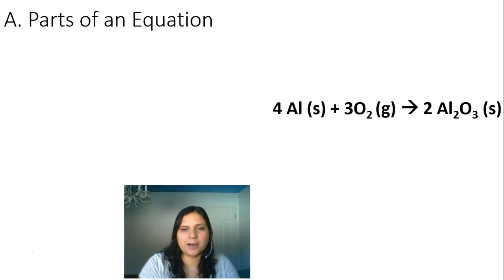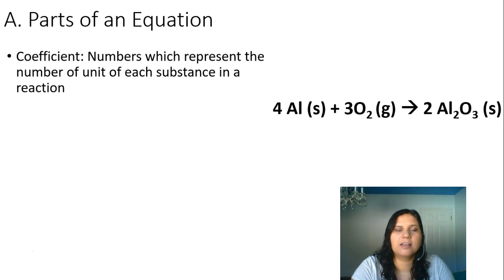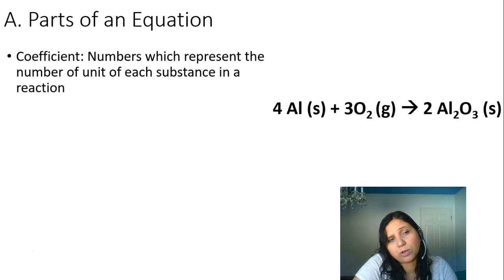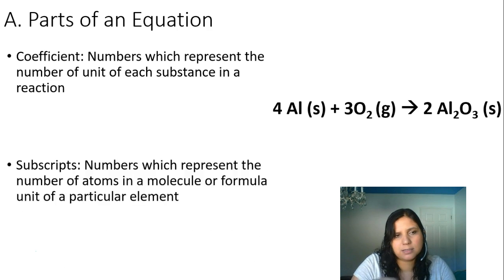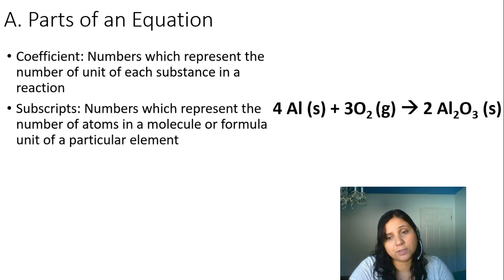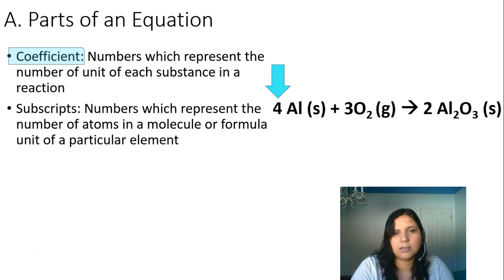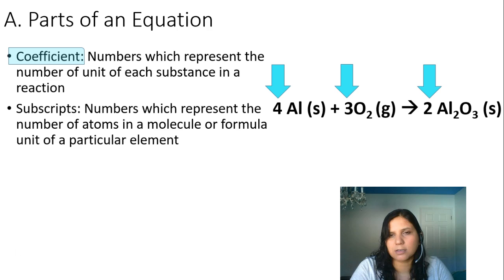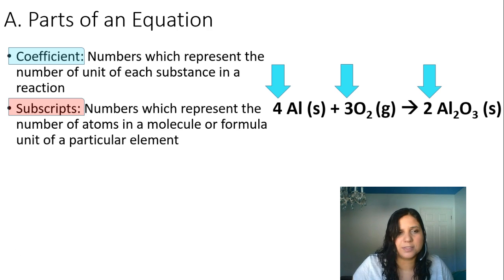Okay, you need to know the parts of an equation. And so here we go. Here's our equation on the right. You need to know coefficients and subscripts. So coefficients are just the numbers in front. If we're looking at this reaction here, I'm going to label it with blue. You might want to do the same. We've got coefficients here, here, and here. They're right in front of the chemical formula, and they show us how much of each reactant or product I have. Okay. Then you have subscripts.